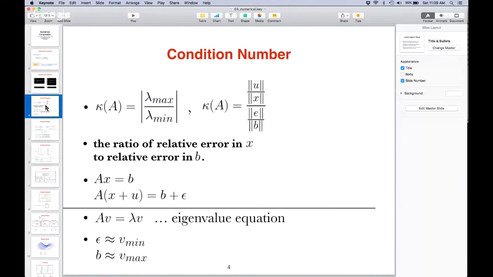And this is a concept. Condition number is a concept that I really enjoyed learning about. The condition number of a matrix is defined by the relative error in the matrix equation AX equals B, the ratio of the relative error in X to the relative error in the right-hand side vector B.